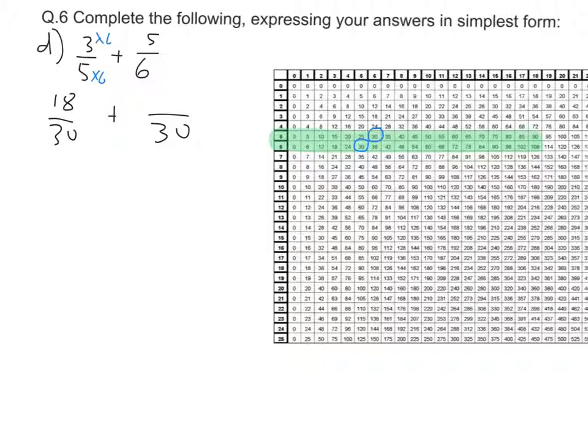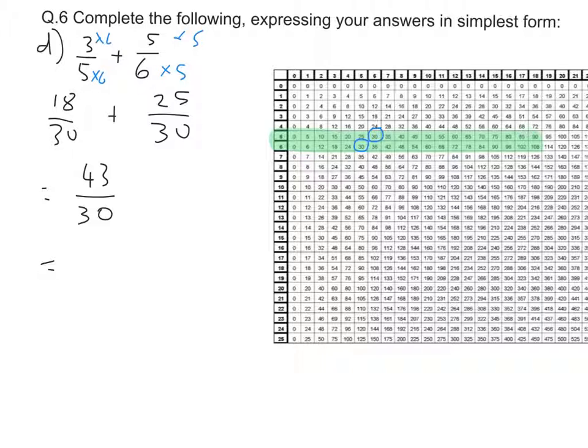Okay, so I multiplied the 6 here. 6 multiplied by 5 equals 30. So I multiplied that by 5. Whatever I do to the bottom, I do to the top. 5 times 5 is 25. Okay, so now all I need to do is add these numerators together because I have the same denominator. So 18 plus 25 equals 43. I keep the denominator the same.